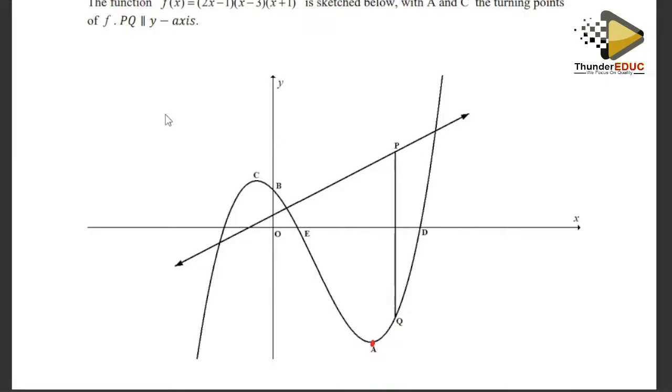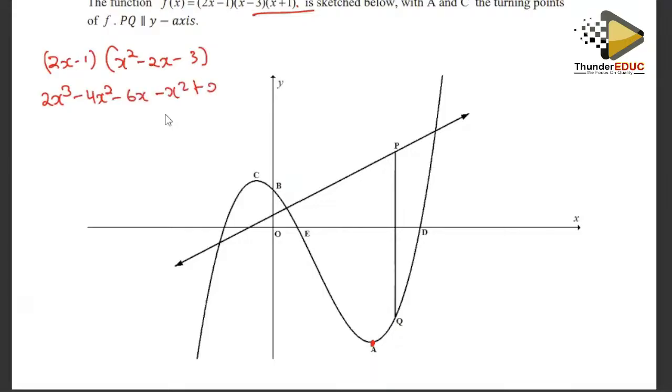0. So our first task is just to open up this, meaning that if I have my 2x minus 1, let me open these last two. So it's x squared plus x minus 3x, which is minus 2x minus 3. Open this up, it's 2x cubed minus 4x squared minus 6x minus x squared plus 2x plus 3. Collect the like terms, 2x cubed minus 5x squared minus 4x plus 3.